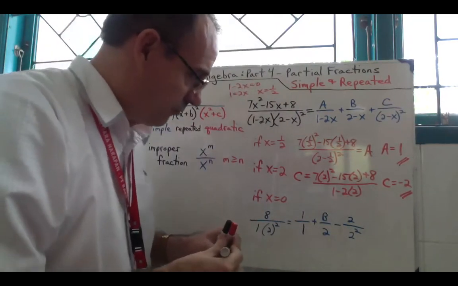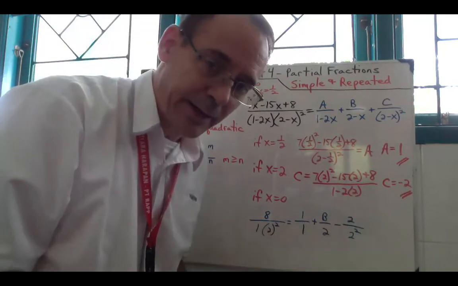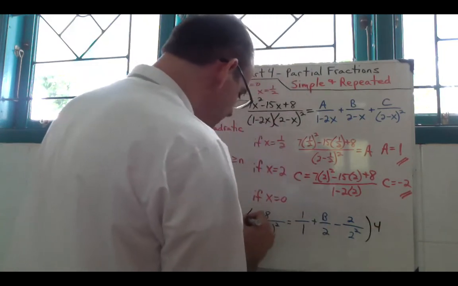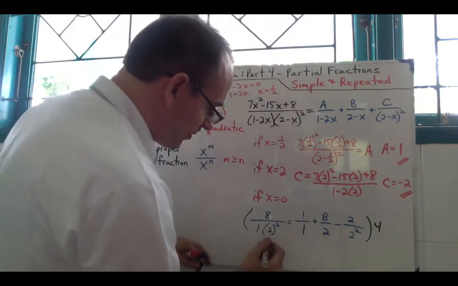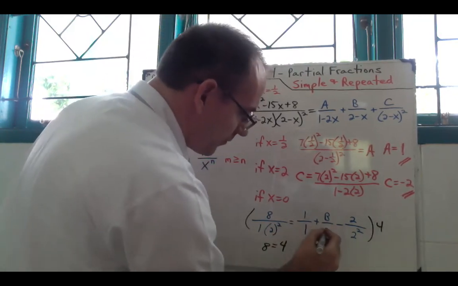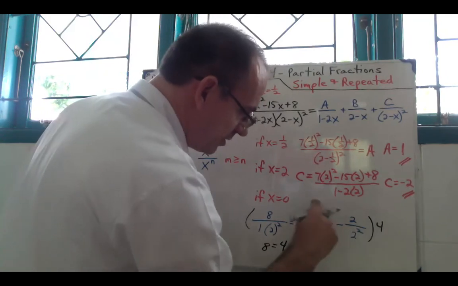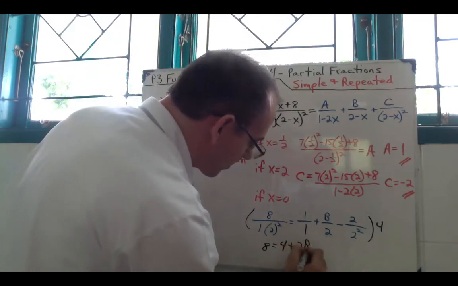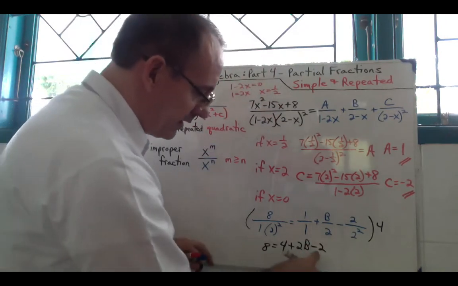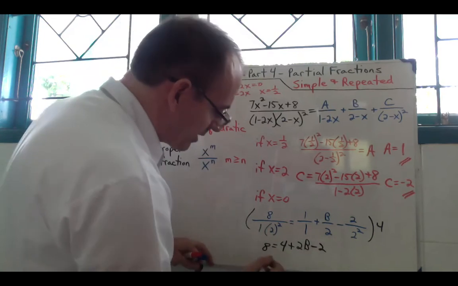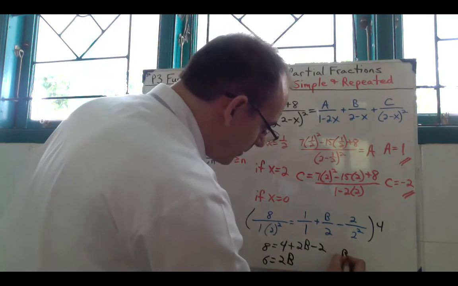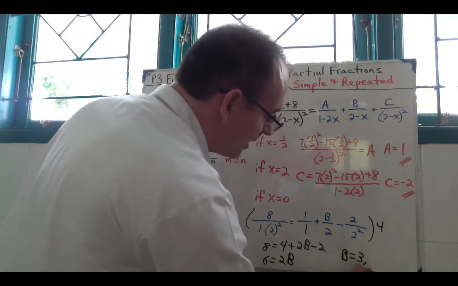Okay, so notice now we're going to have to multiply by a common denominator. So there's a 4 multiplied by 4. So this 4 will cancel this, giving us 8. 4 times this is 4. 4 times this, the 2 cancels and you get 2b. And 4 times this, the 4's cancel and you get minus 2. So 4 minus 2 is 2. 2 subtracted from 8 is 6. 6 equals 2b. Therefore, b equals 3.